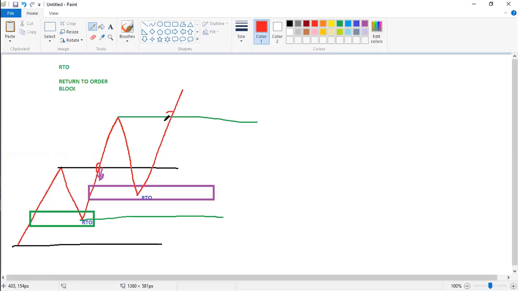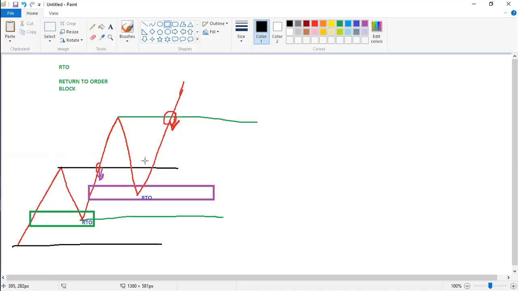Break market structure. The moment you see this again, start looking back from here. Don't look from down here. Start looking right here. Start going back and look for the last order block that broke market structure.